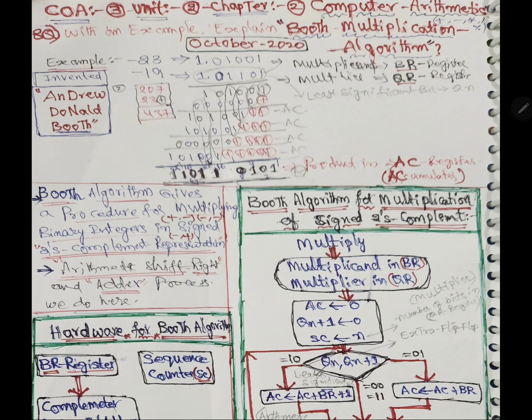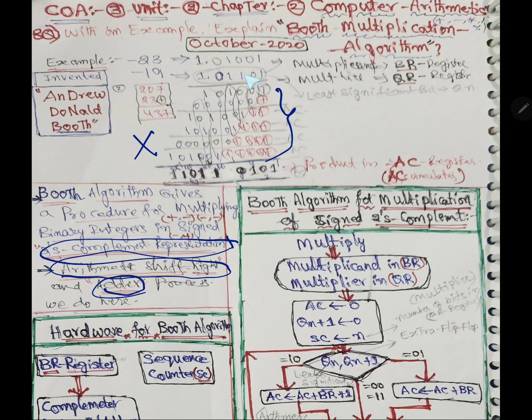Minus 19 also we need to change like that only: binary number first, then 1's complement and 2's complement. Then we will get this number, and then we need to multiply these two, which we know from elementary school. Likewise, as in the previous video, we will do this one into this and shift right, and likewise the next, and then we will add. That is what we will do here: arithmetic shift right, adder, and 2's complement.